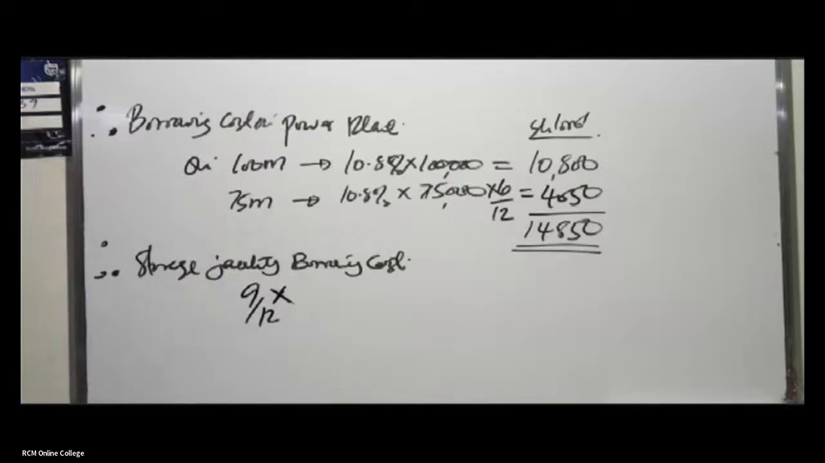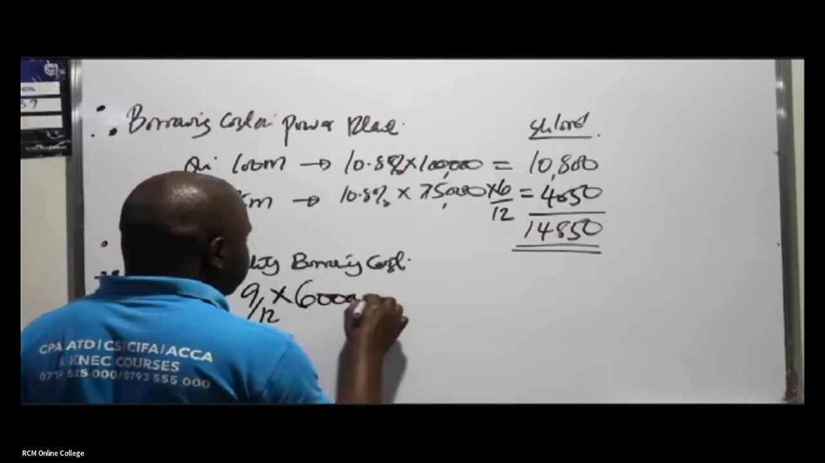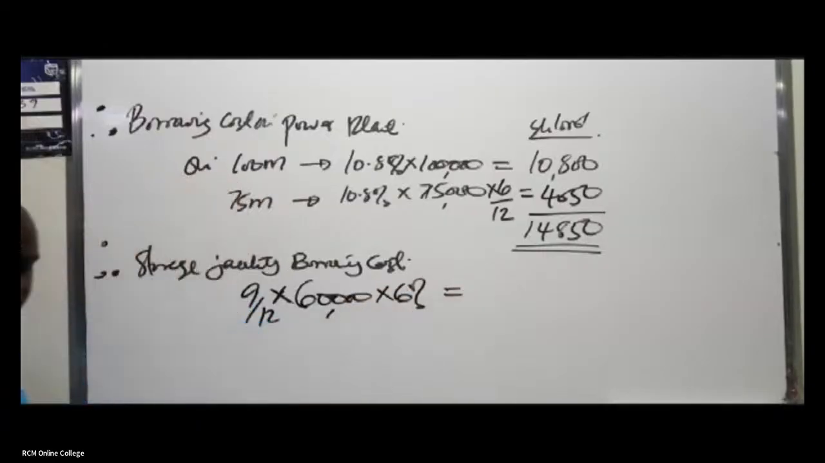9 out of 12 multiplied by the amount that was utilized here, which was 60. And they were having to incur an interest of how much? 6%. So 60,000 multiplied by 6%. What do you get as the borrowing cost?